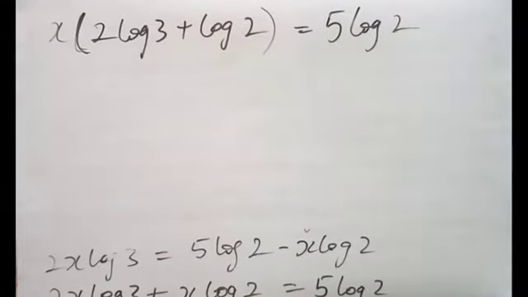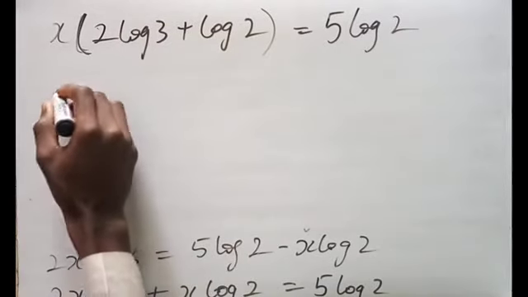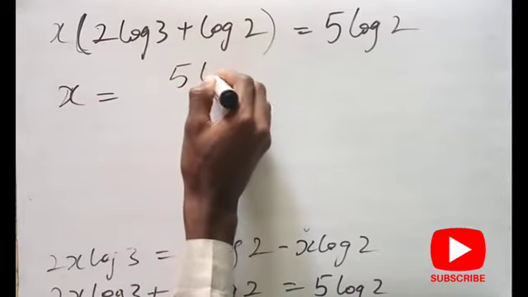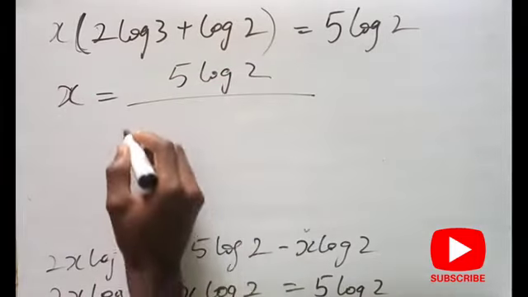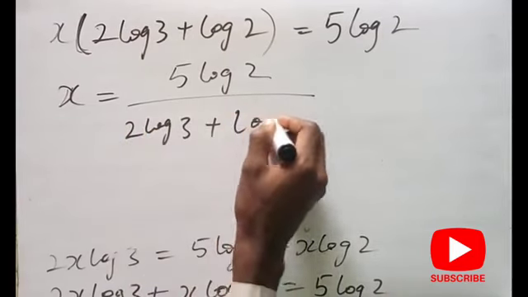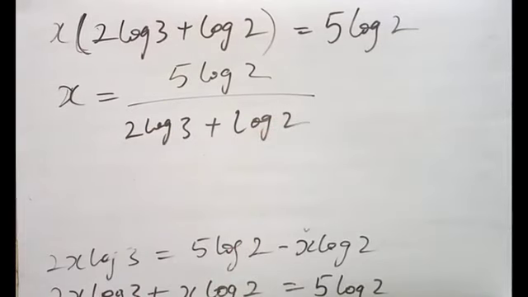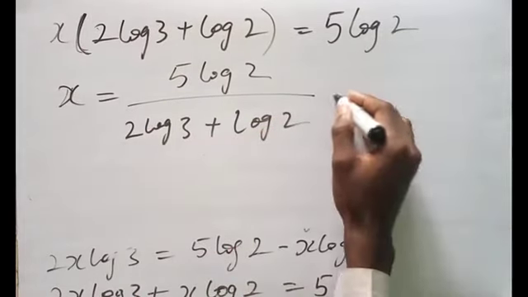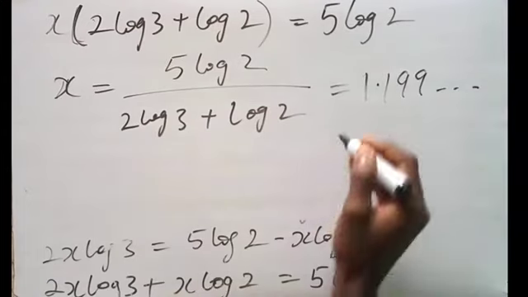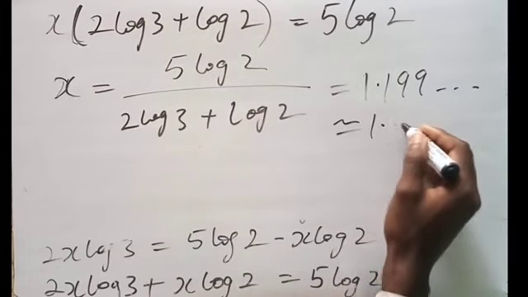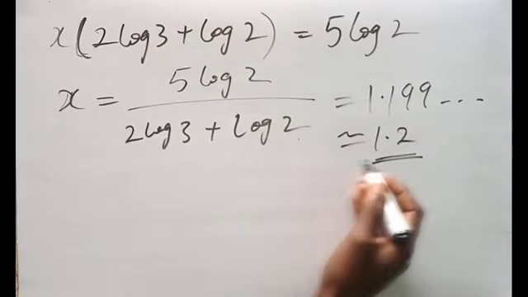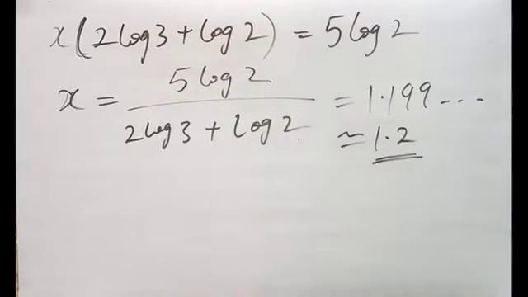Now let's divide both sides by this. So we will have x equals 5 log 2 over (2 log 3 plus log 2). And the value for this will be 1.199 and so on. Approximately we will have 1.2. But before we go, let's check for this value if it is correct with our equation.